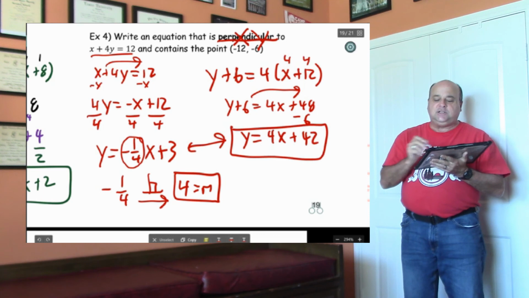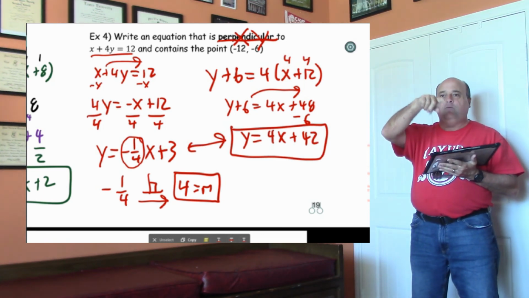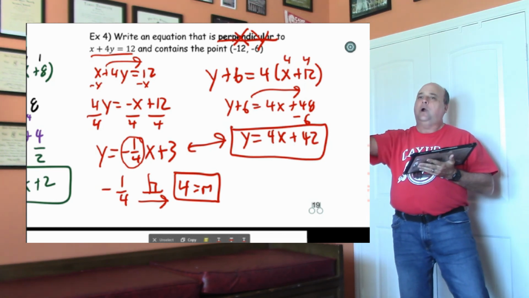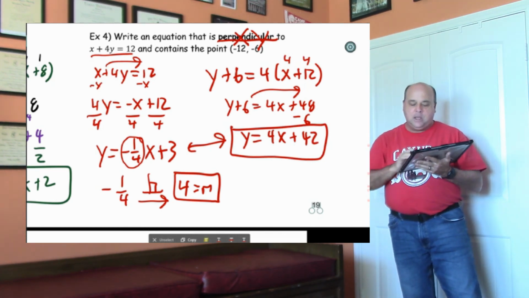Notice that these equations have opposite reciprocal slopes. One of the slopes is negative 1/4, one of them is 4. With opposite reciprocals, the two lines will cross at a 90-degree angle.